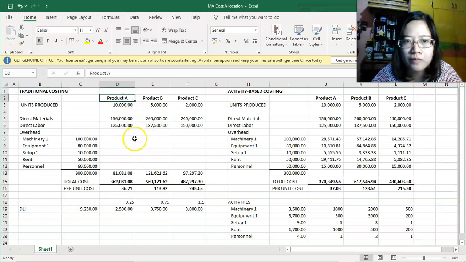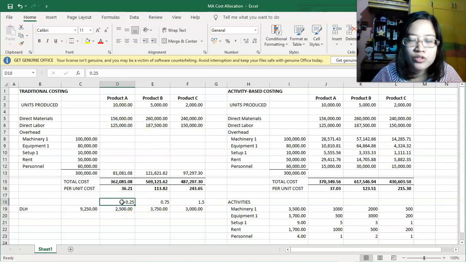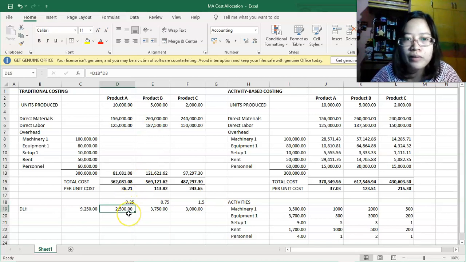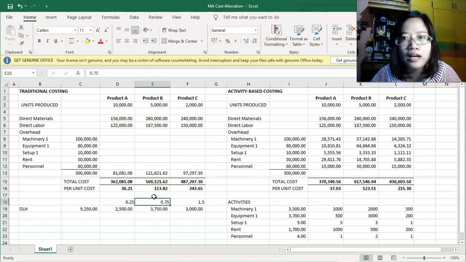So, for example, itong si product A, to produce product A, isang unit is gumagamit ng 0.25 hours or 15 minutes. So, since 15 minutes or quarter of an hour times 10,000 units, so in total, gumamit yung company ng 2,500 hours to produce this much product A. Tapos yung product B naman, to produce 1 unit, gumagamit ang company ng 3/4 of an hour or 45 minutes or 75% of an hour. So yung total hours niya to produce the 5,000 units of product B is 3,750 hours.